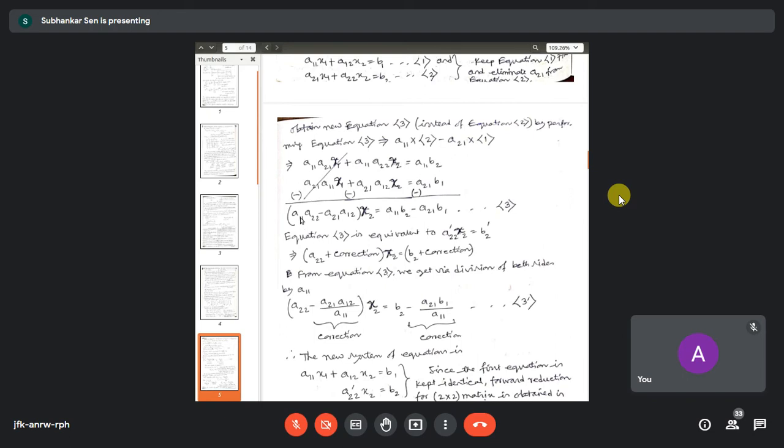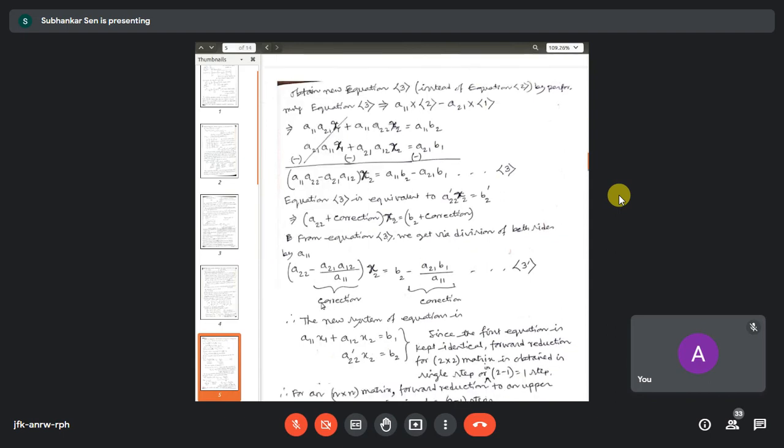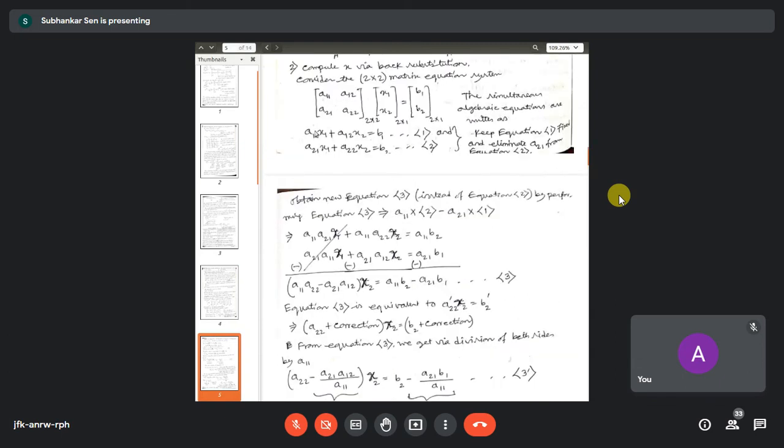So we are left with a22 minus a21 a12 by a11, okay? This term, when you divide by a11, you are getting as the original term plus correction, into x2, the unknown, equals the original right hand side of the second equation plus the correction term. This is the correction term. So you can see here that we are dividing by the diagonal term, okay? This is the diagonal term.